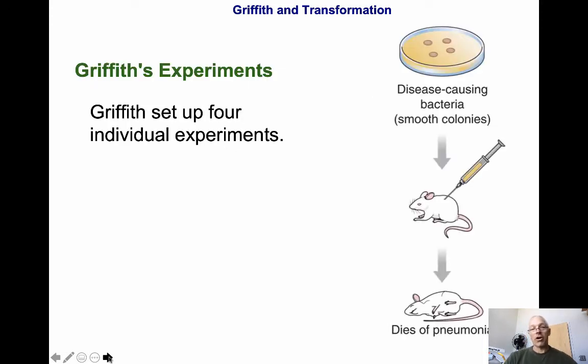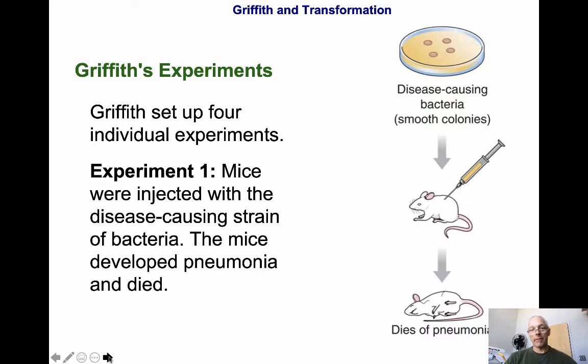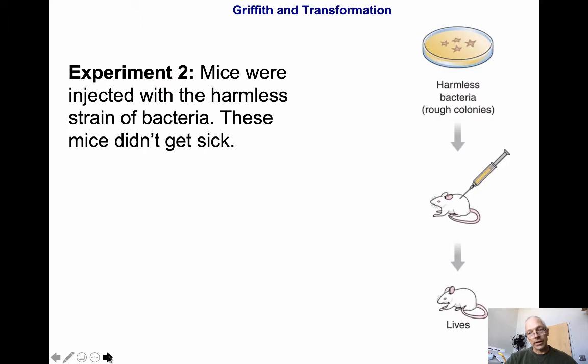So here are the four experiments that Griffith set up. First one, mice were injected with the disease-causing bacteria, and not surprisingly, they got sick and they died. Sorry, Mr. Mouse. Experiment 2, mice were injected with the harmless types of bacteria that grew in the colonies on the petri dish that had the rough edges rather than the smooth edges. Those mice, after receiving the injections, would not get sick and would live.